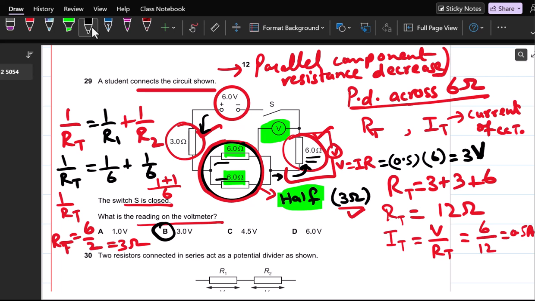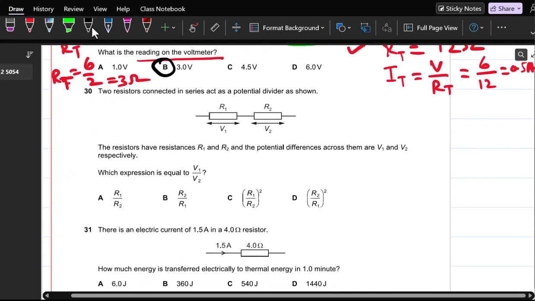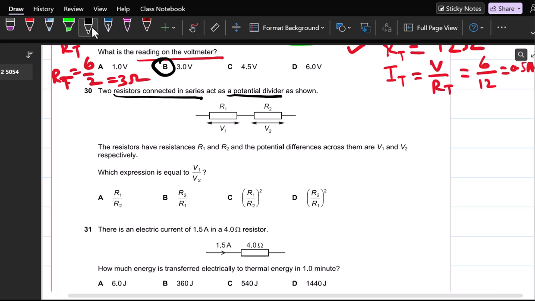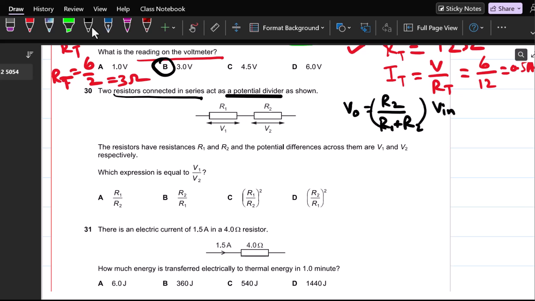Hope so this is clear. Moving to question number 30. Two resistors connected in series act as a potential divider. So you can remember that relation of the potential divider, that V out is equal to R2 over R1 plus R2 times input voltage. The two resistors have resistance R1 and R2. The potential difference across them is V1 and V2 respectively. Find which expression is equal to this.